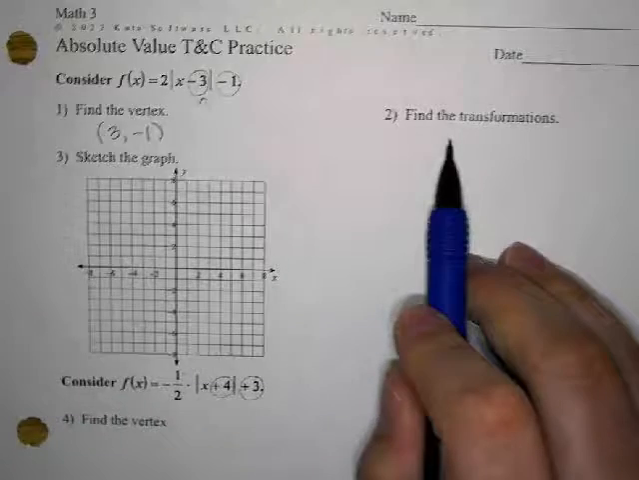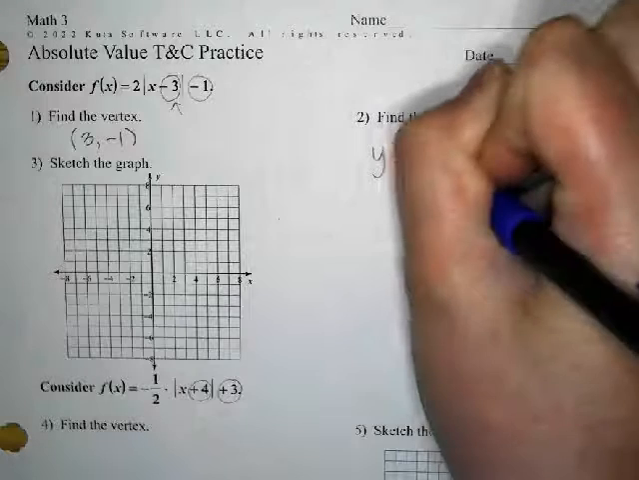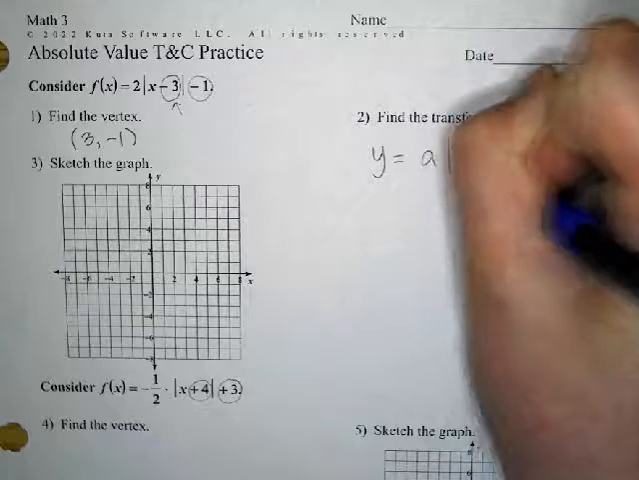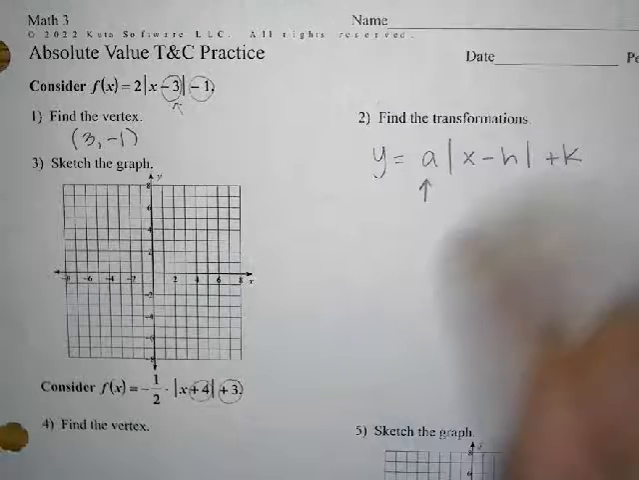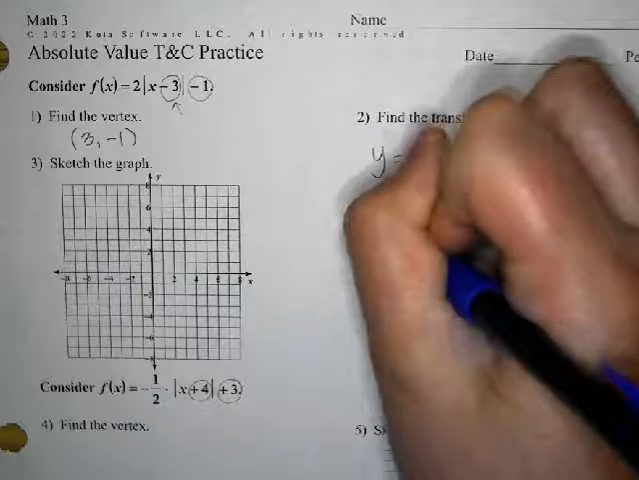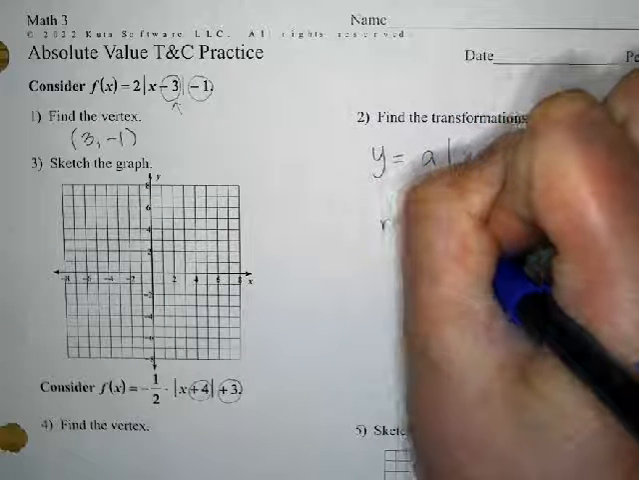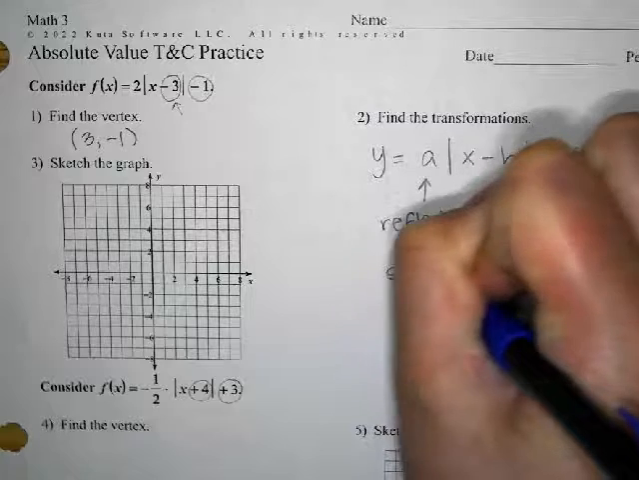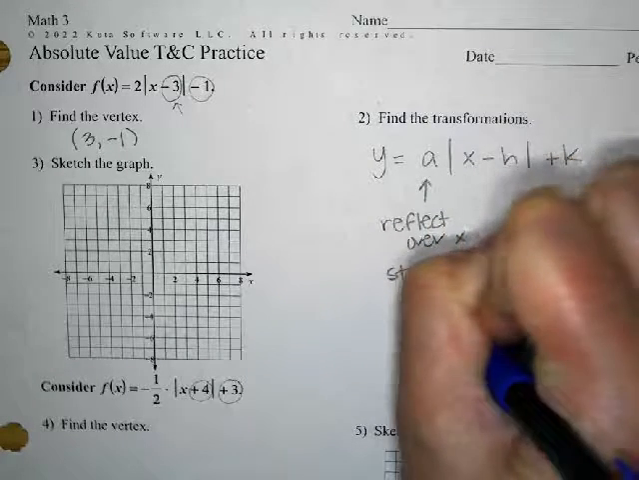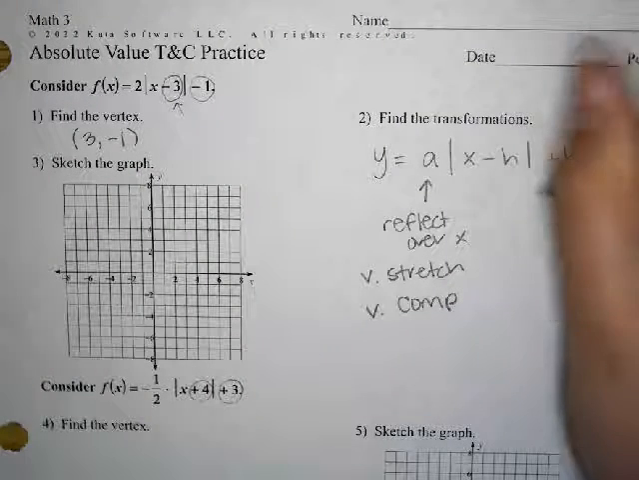Okay. Next, we're going to find the transformations. So I'm just going to write down the different transformations that you can see in the equation. So there's 3 transformations you can see from the front. There is, if it's reflected over x, if it's stretched, and if it's compressed. Vertical stretch, vertical compression. Okay? 3 things you can see.